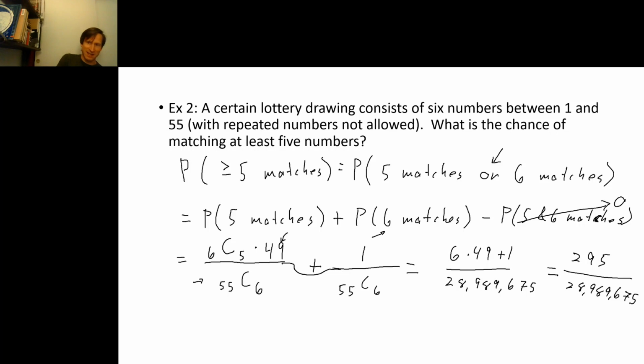Just to actually get a number for this, 295 divided by 28,989,675. So that is approximately 0.00001018. So that's 0.001018%. So your chance of getting 5 or 6 numbers right on this lottery are pretty small.